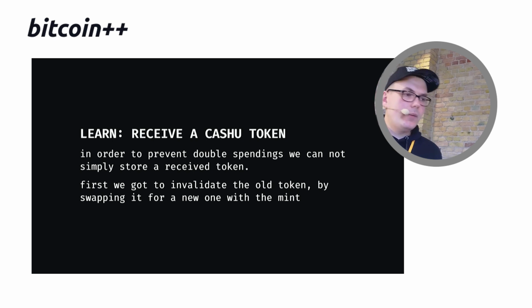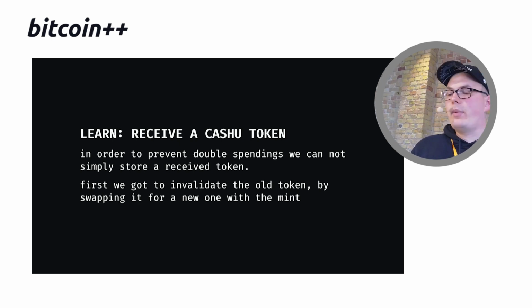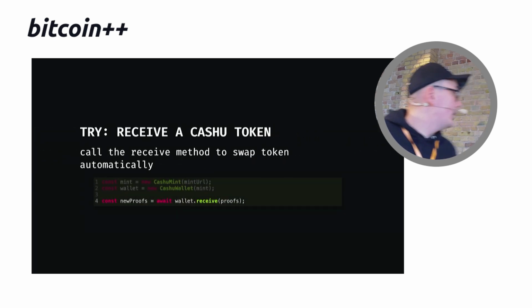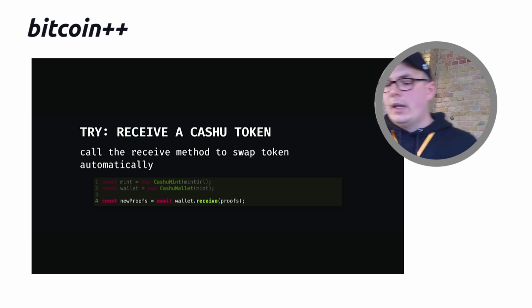And when we swap it, we give the old token to the mint and get a new token. And the cool thing about that is the new token is only known to us, right? So the sender sends us something, we both know it, we swap it for a new one, now only we know it. And only then can we actually think of something as received. And we do have a very easy method for that as well. This is how we do it in cashu-ts. We call await wallet receive. We give the proofs that we just received, and we get new proofs out. So that's really, really simple.